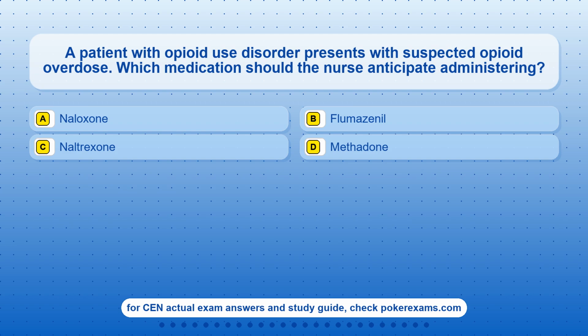Question 6. A patient with opioid use disorder presents with suspected opioid overdose. Which medication should the nurse anticipate administering? Option A. Naloxone. Option B. Flumazenil. Option C. Naltrexone. Option D. Methadone.